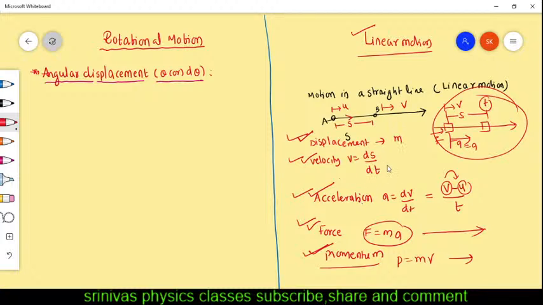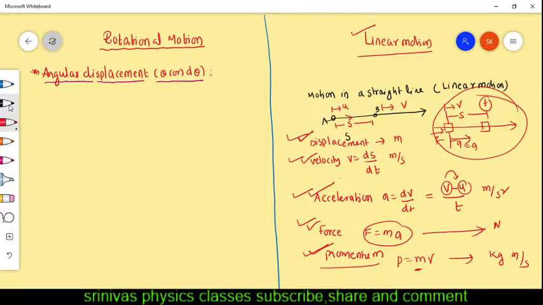The displacement unit is meter, velocity unit is meter per second, and acceleration unit is meter per second square, force unit is newton, and momentum unit is mass into velocity. Mass unit is kg, velocity unit is meter per second. Now let us see here.